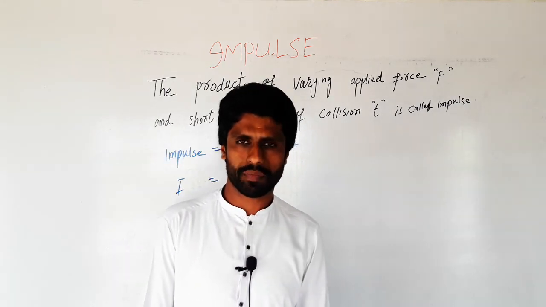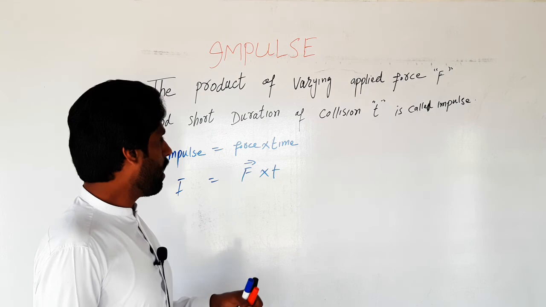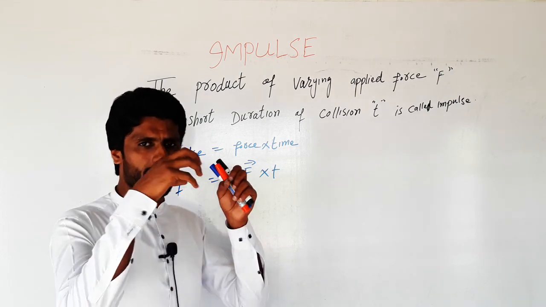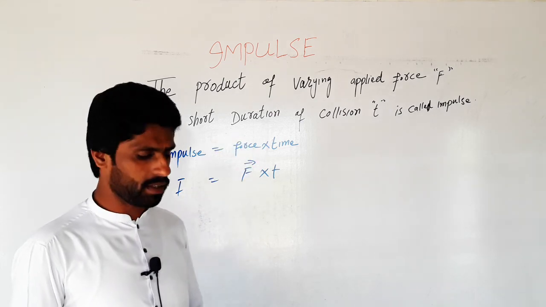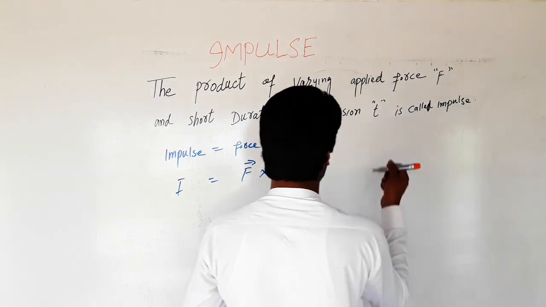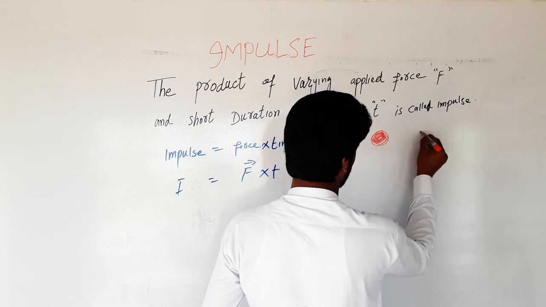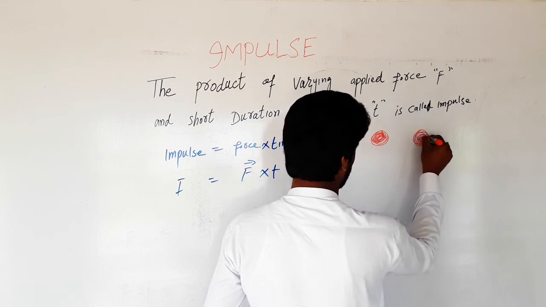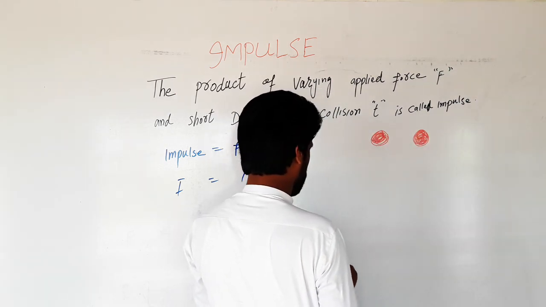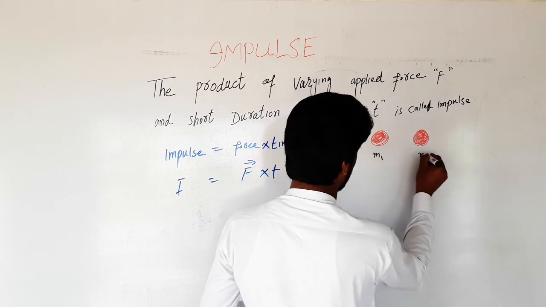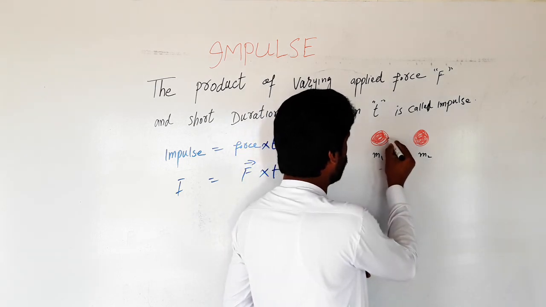What is impulse? When an object is moving and force is applied on the object in a short interval of time, it is called impulse. For example, this is an object named M1 and M2, and mass M2 is moving fast.